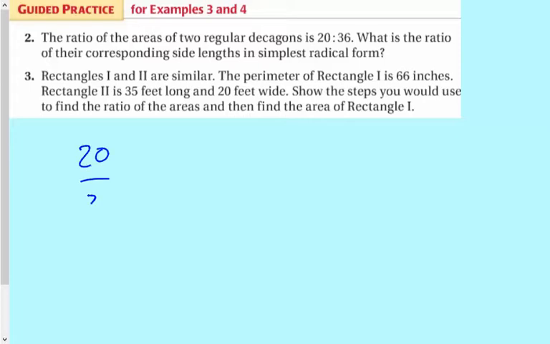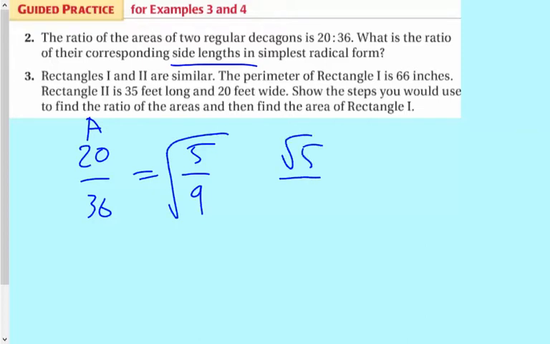So I'm not even going to draw a picture of this. I'm just going to see what we can do here. So we have the ratio of the areas. We need the ratio of the side lengths. Okay, so what I'm going to do is first reduce. Always reduce your fractions. I'm going to divide by 4. That gives me 5. Then 36 divided by 4 gives you 9. Now, to get to the ratio of the corresponding side lengths, I need to square root both sides. So I have root 5 divided by root 9.